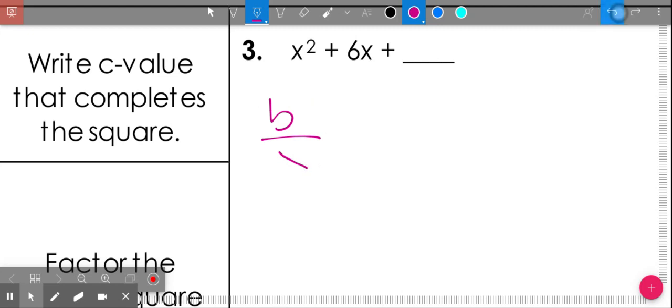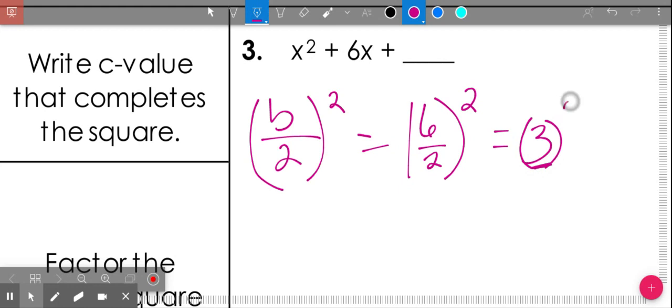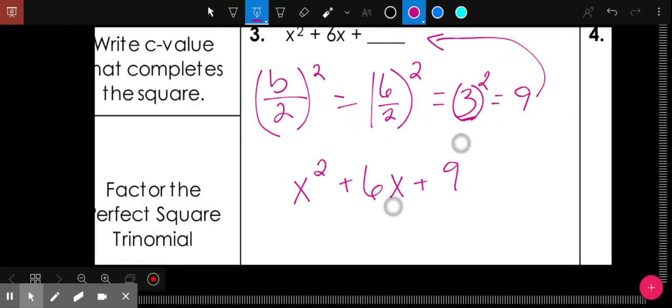So we are going to plug in our b value, which is 6. So we're going to have 6 divided by 2, squared. Well, 6 divided by 2 is going to give me 3. Or we're going to use that number later, squared. And 3 squared is 9. So that means my perfect square trinomial is going to be x squared plus 6x plus 9.